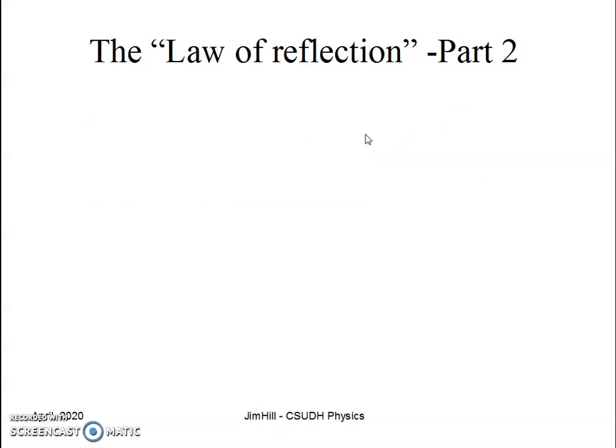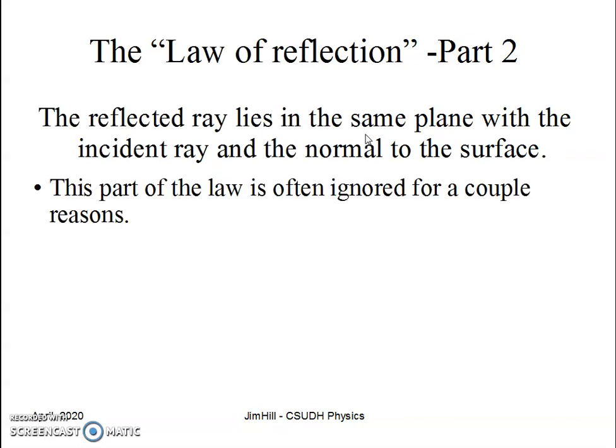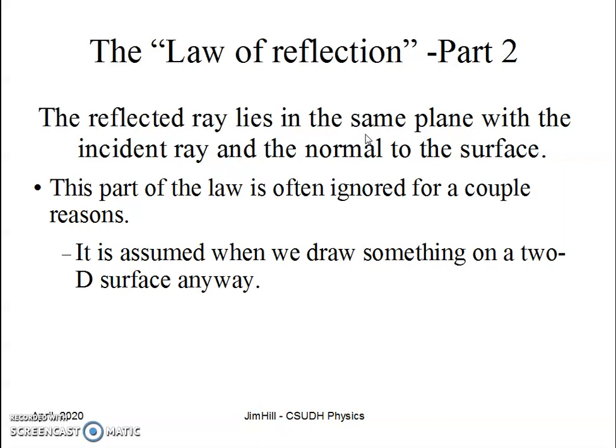The second part, the books sometimes omit mentioning, is actually really important if you want to have a full treatment of this, but there's a good reason that a lot of books don't bother mentioning it. The part is that the reflected rays lie in the same plane with the incident ray and the normal to the surface. That is, you can draw it all on one flat piece of paper. In fact, if you have a book or a computer screen, you're drawing things on a 2D surface anyway, so everything is in a plane.